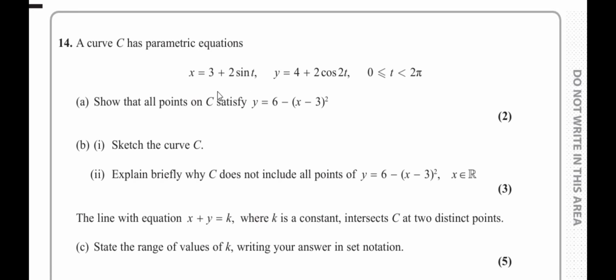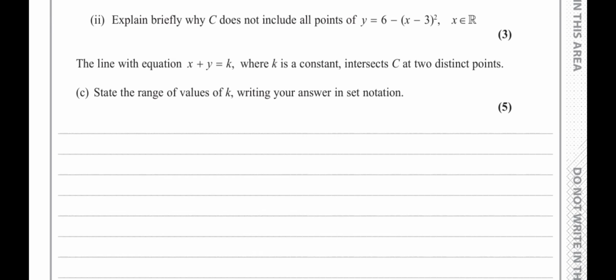So what's the strategy in such cases? We need to make t the subject from the x parametric and plug that into y, so we will get a Cartesian equation. But in some cases, like in this case, where trigonometric ratios are involved, it might be better to make sine t the subject. So let's write the parametric equations first. X is equal to 3 plus 2 sine t and y equals 4 plus 2 cos 2t.